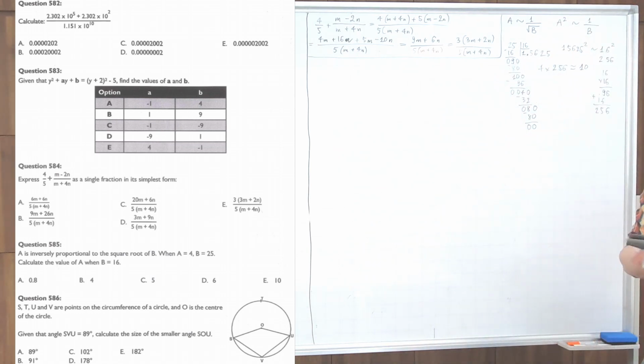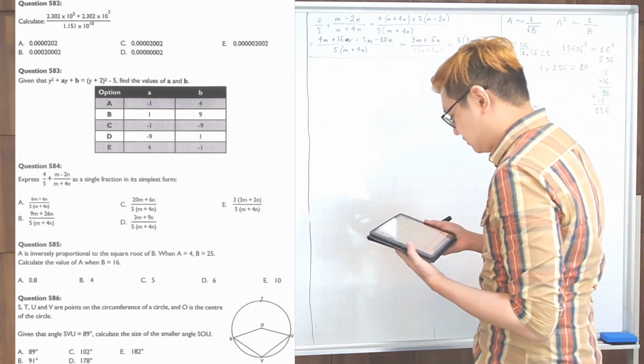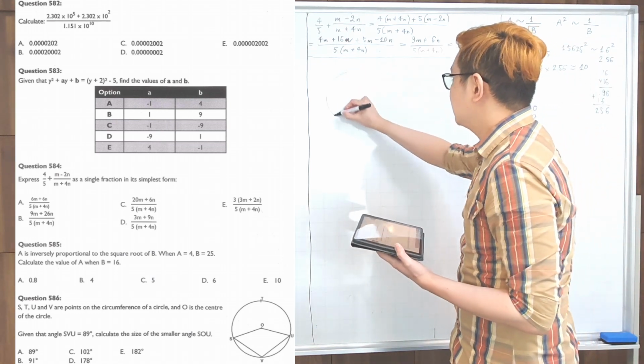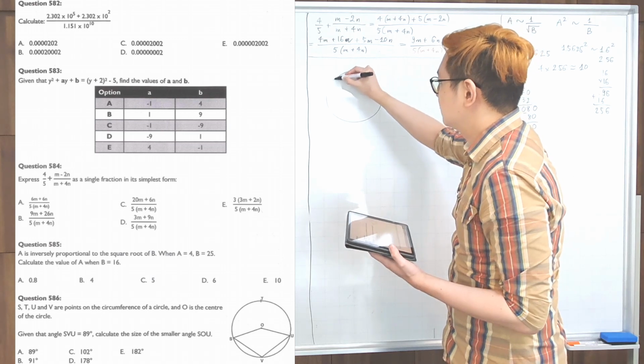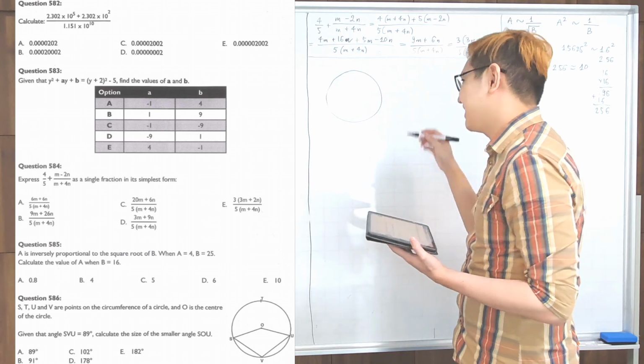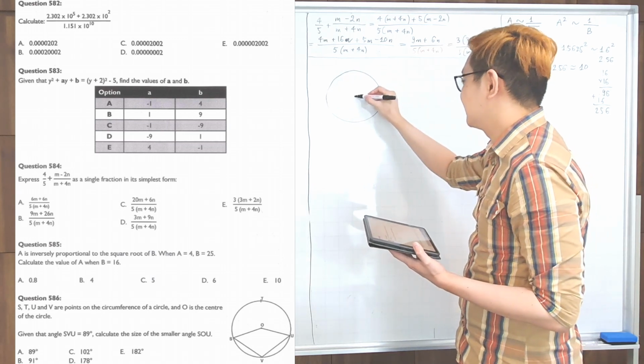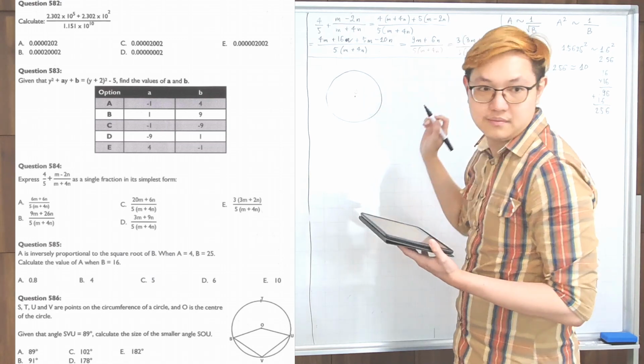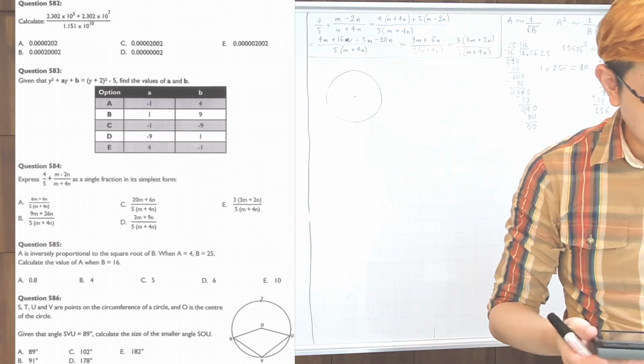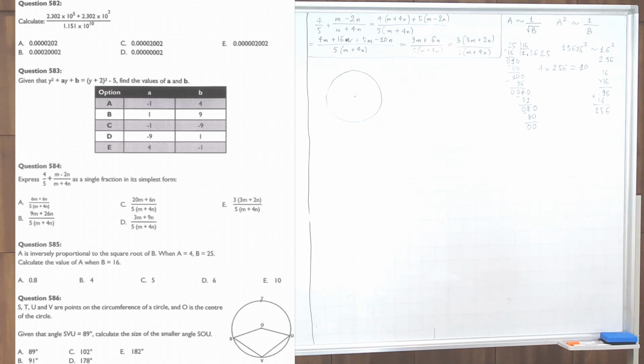Okay, so how do we do this one now? Okay, let me just draw it out. Angle means the angle, right. Angle.